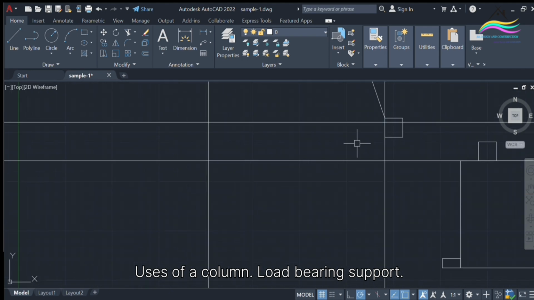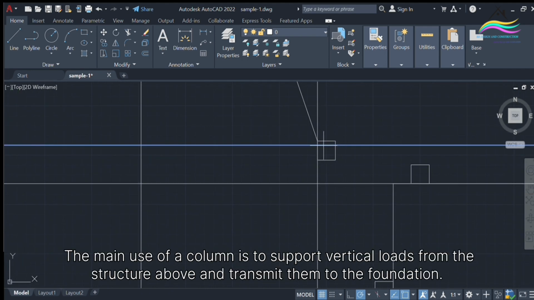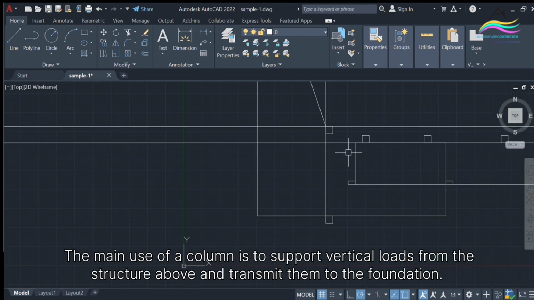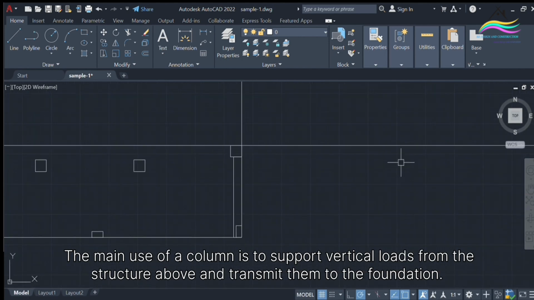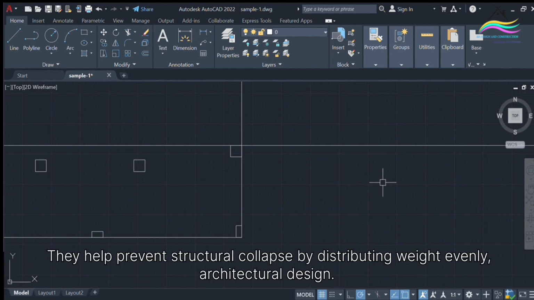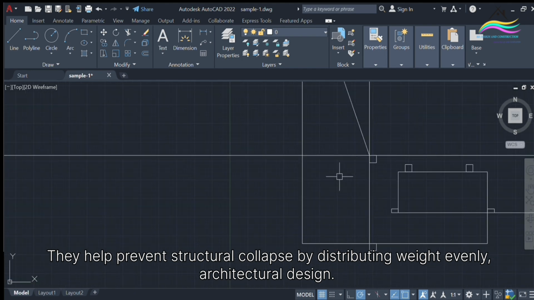Uses of a column. Load-bearing support. The main use of a column is to support vertical loads from the structure above and transmit them to the foundation. They help prevent structural collapse by distributing weight evenly.